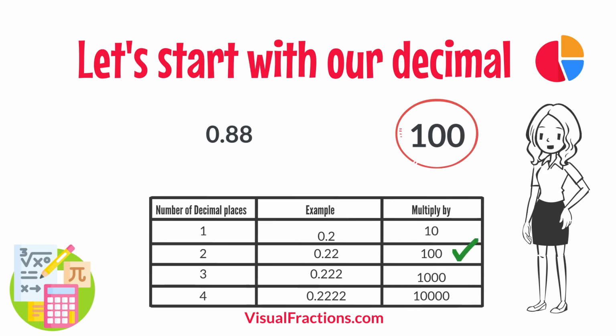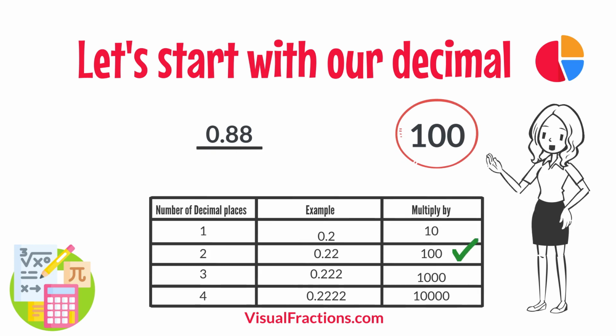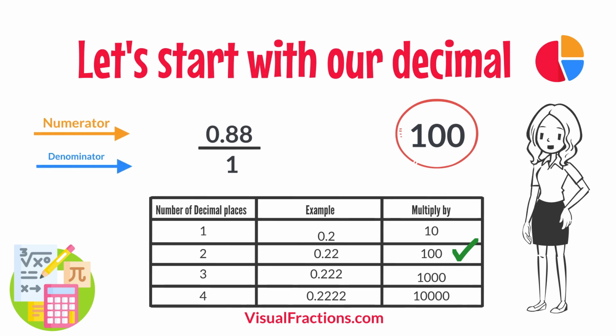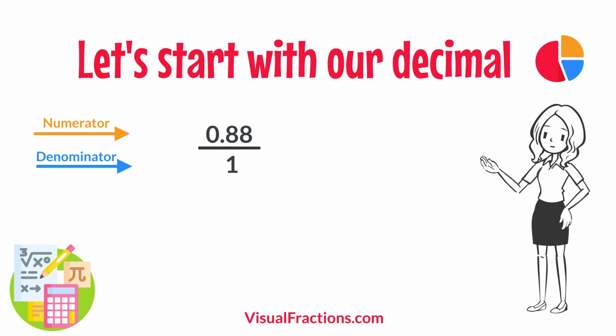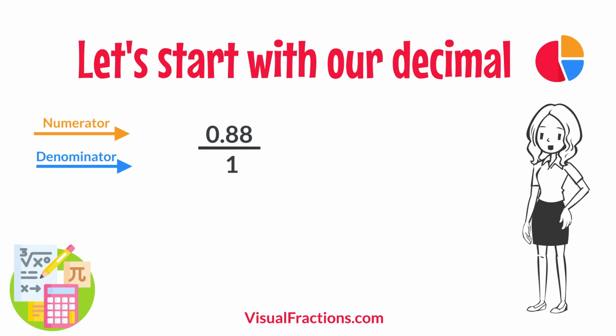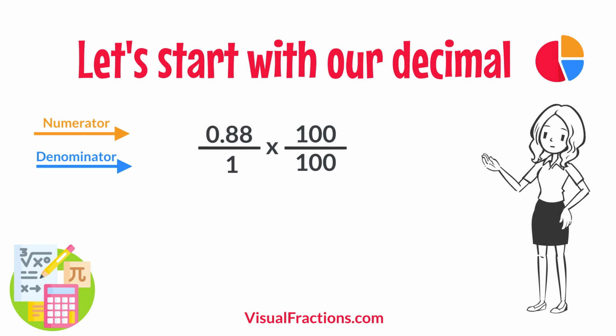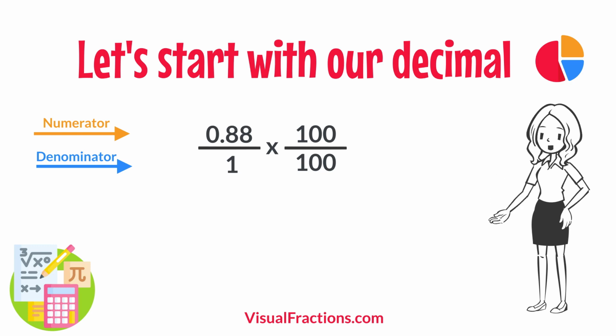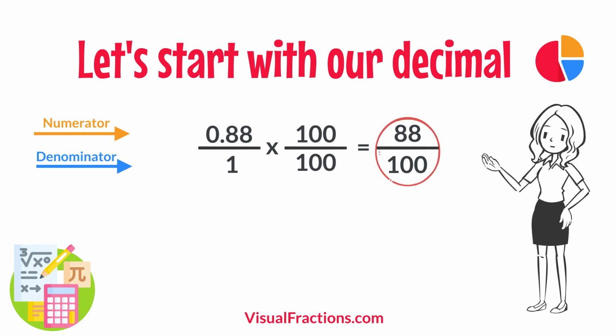To convert this decimal into a fraction, you initially put it over 1, essentially treating the decimal as the numerator in a fraction where the denominator is 1. This sets up the conversion process where we multiply both the numerator, the decimal, and the denominator, 1, by 100 because there are two decimal places. So, 0.88 times 100 gives us 88, and 1 times 100 gives us 100. This translates 0.88 to the fraction 88 over 100.